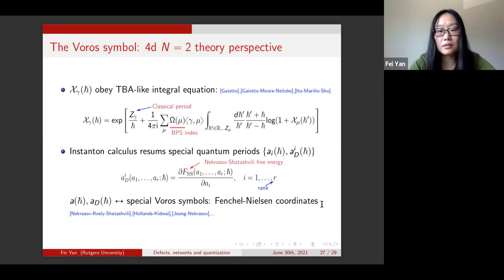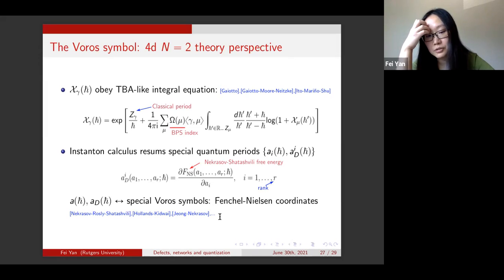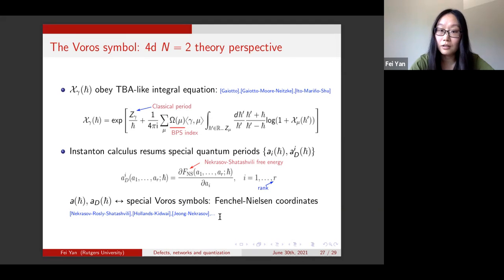And these kinds of coordinates have been studied by many people. And I want to apologize that I forgot to add the reference by Coman, Longhi, and Teschner. Of course, they have also done an extensive study of the Fenchel-Nielsen coordinates. And I apologize that I should have added it there.